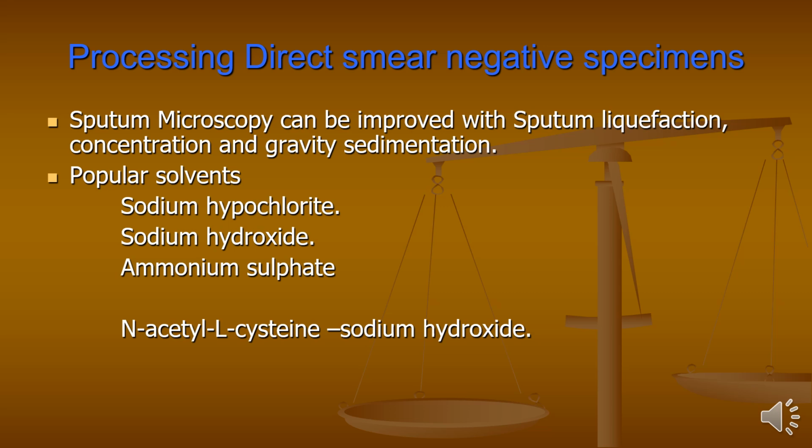Processing direct smears. Sputum microscopy can be improved with sputum liquefaction, concentration, and gravity sedimentation. The popular solvents which we use are sodium hypochlorite, sodium hydroxide, and ammonium sulfate. And one more is NaCl, N-acetyl cysteine. Okay.